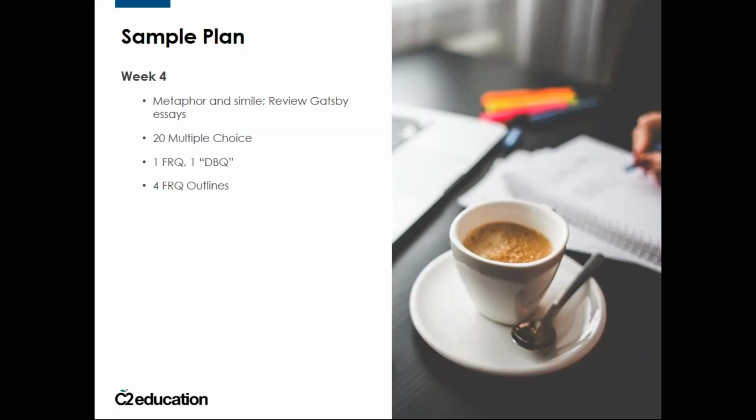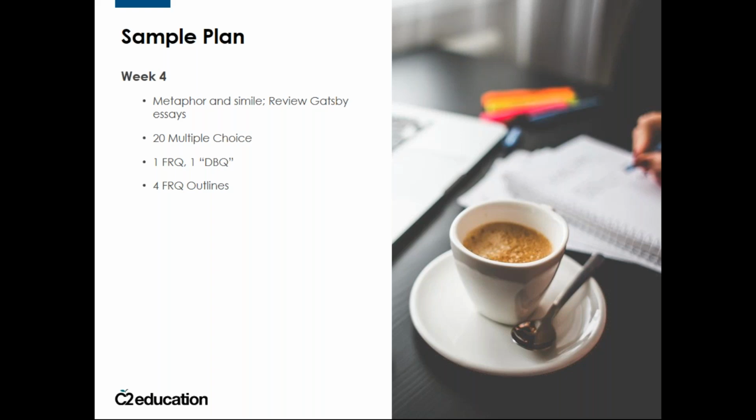So that's going to look something like this. Let's say week 4, four weeks from now, or maybe this is week 4 of your plan. Now, this is based on AP Lang, actually. You're going to take a look: we're going to review metaphor and simile, the language involved, those particular rhetorical devices. Then we're going to take a look at the Great Gatsby essays we read earlier in the year, or I wrote earlier in the year. We're going to take a look through that.